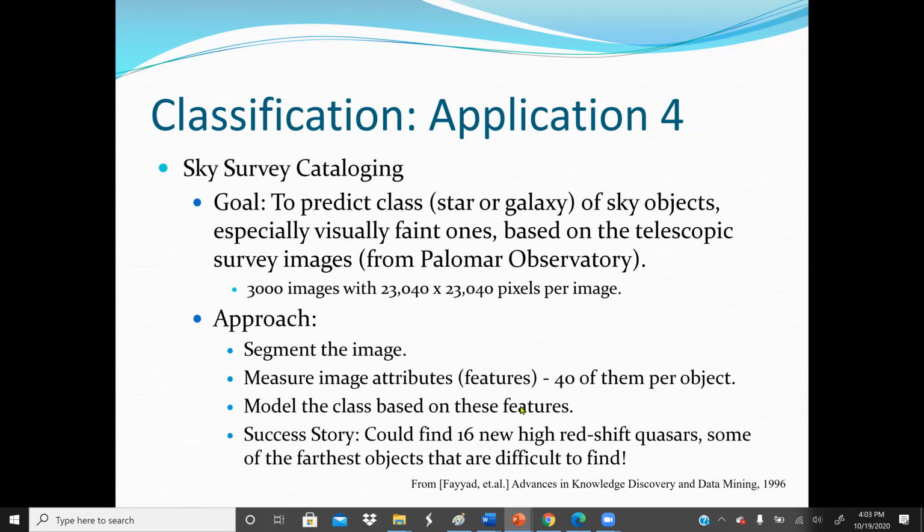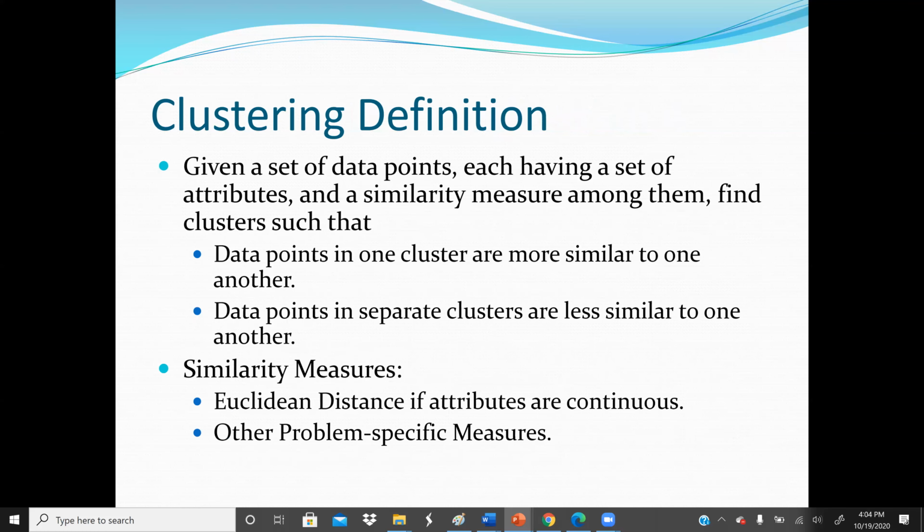So now we're going to model a class based on these features. This is a training set. We know the attributes and we have the class label also. After we build a model, we get a test set to test how accurate the model is. So next we move to another data mining task, which we call clustering.